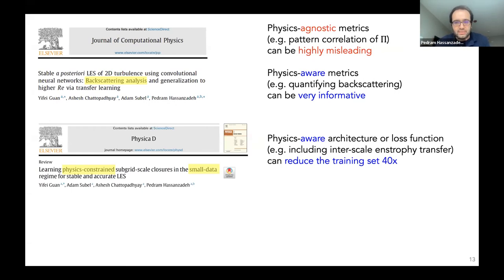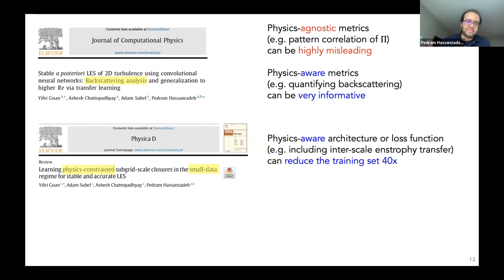And then when you look at physics-aware metrics, metrics that actually know something about energy transfer, entropy transfer, things like that, you will see that those can be much more informative and tell us why those physics-agnostic metrics are bad. But also usually we choose metrics based on the loss function we use. So this suggests that we also should use loss functions that know something about the physics. And in a new paper, we show that if you do that, you actually can do the training with a much smaller amount of data.